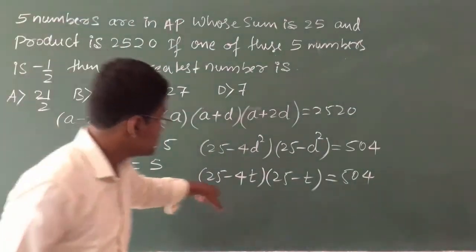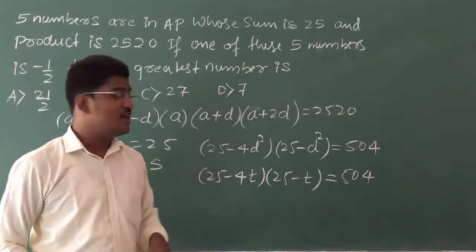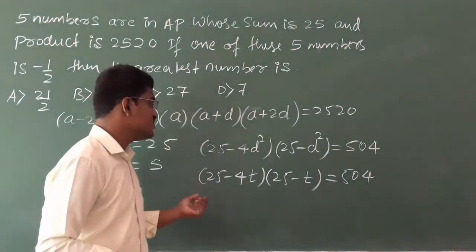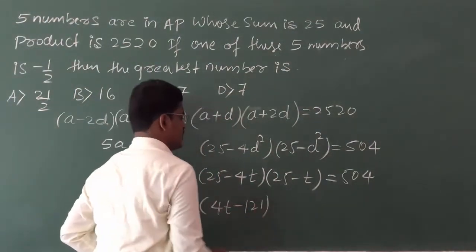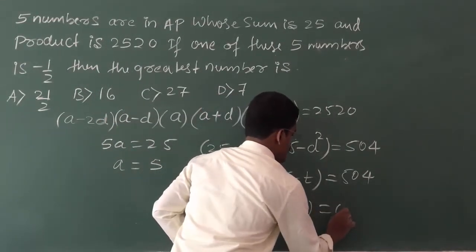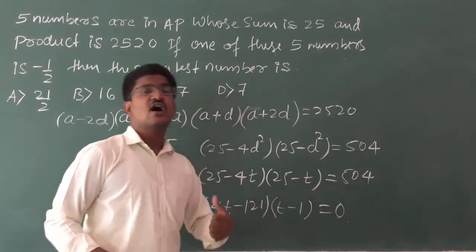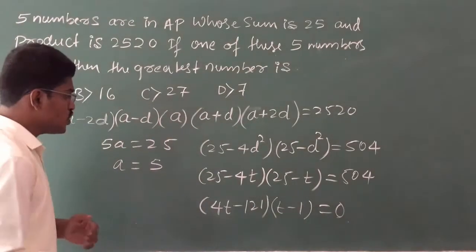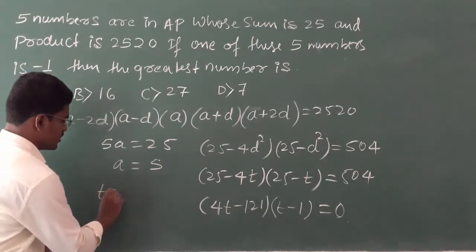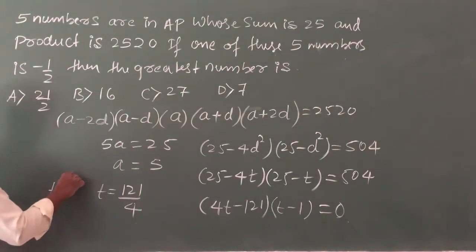Clear? Now if you simplify this, you are going to get an algebraic equation. If you solve it, you will get the factors, so I will directly write them: 4t minus 121 and t minus 1 equal to 0. These are the two factors. So t is going to be equal to 121 by 4 and another t is going to be equal to 1.